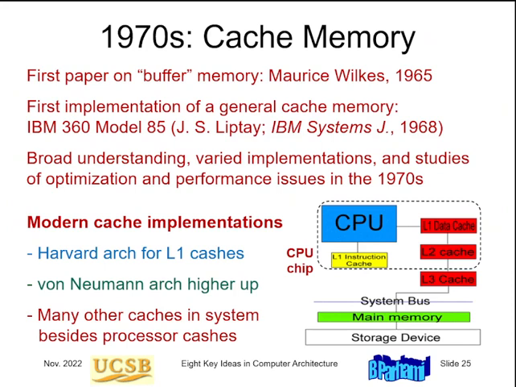From the 1970s, I've chosen the idea of cache memory as the most important idea. Again, the idea of cache was actually proposed in 1965 by Maurice Wilkes, the same person who proposed microprogramming. However, in the 1970s, the idea caught on, and computer manufacturers started actually implementing cache memory. So the idea is a little bit older. IBM 360 Model 85 was one of the first computers to implement cache memory.